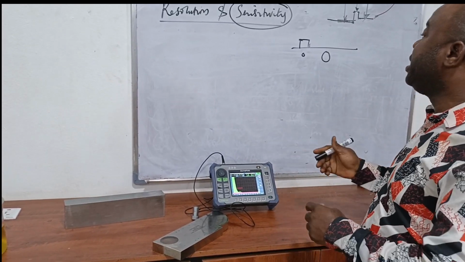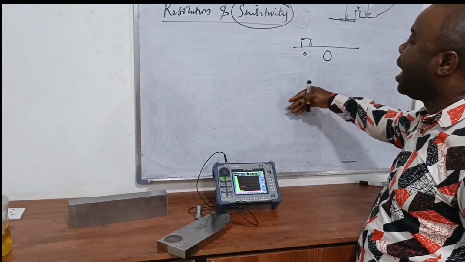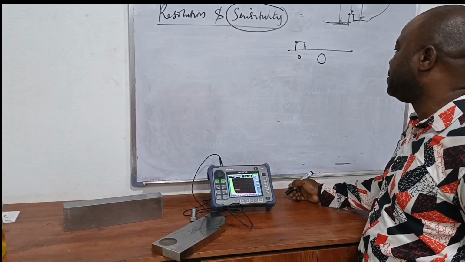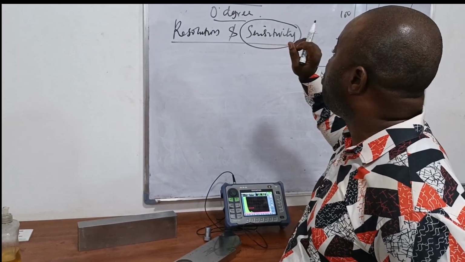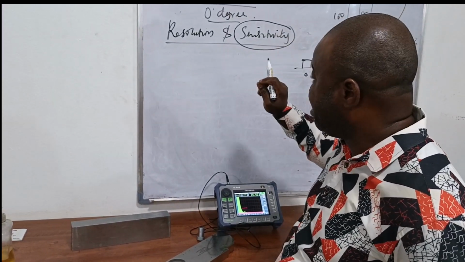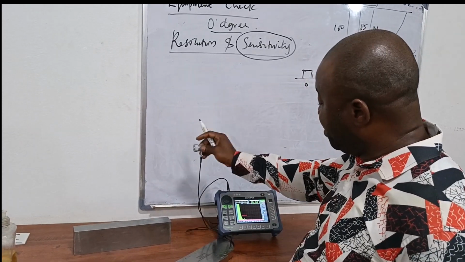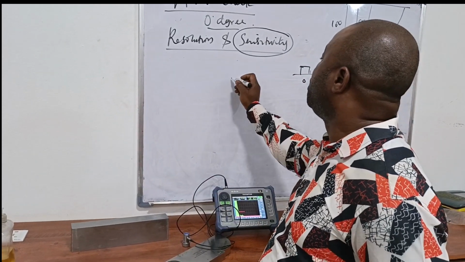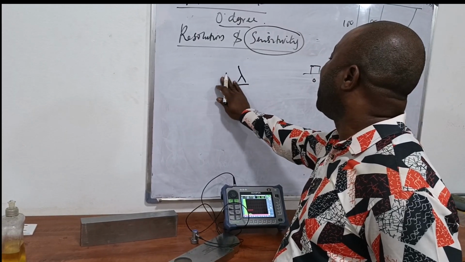For sensitivity, you can do that with calculation and verify with your machine. Theoretically, we know that the smallest indication that a UT probe and even a machine setup can detect is usually signified as the wavelength divided by 2.